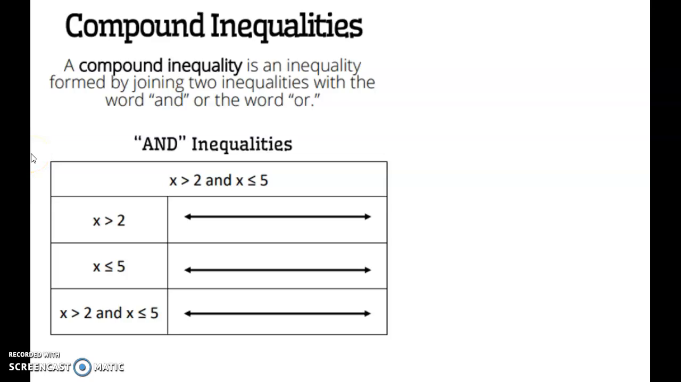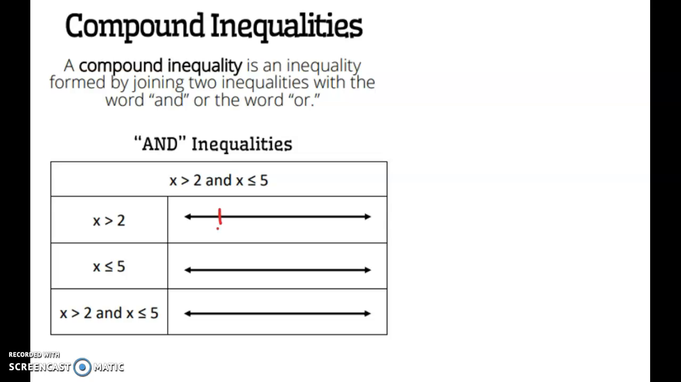All right, we're working on this foldable that says compound inequalities. So the first box over here is showing "and" inequalities. Let's take a look at what it means. It says that we're looking at x is greater than 2 and x is less than or equal to 5. Let's first graph what it would look like if x is greater than 2.